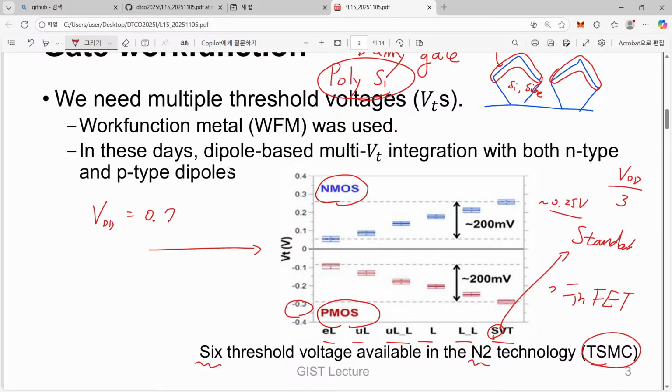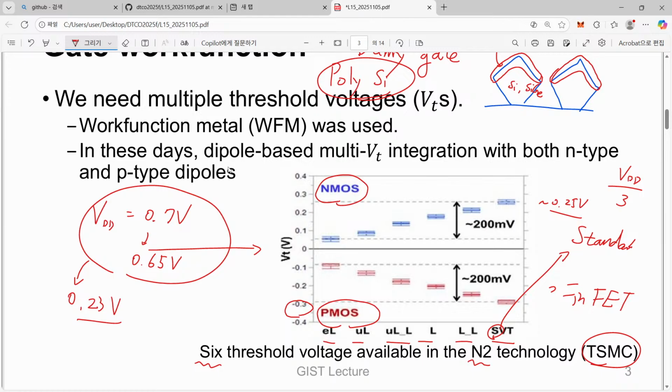This is now 0.7, and we are now going down to 0.65 or even 0.6. And please take 1/3 of this number. You will find that this number is around 0.23 volt. So that is regarded as the standard value for threshold voltage.